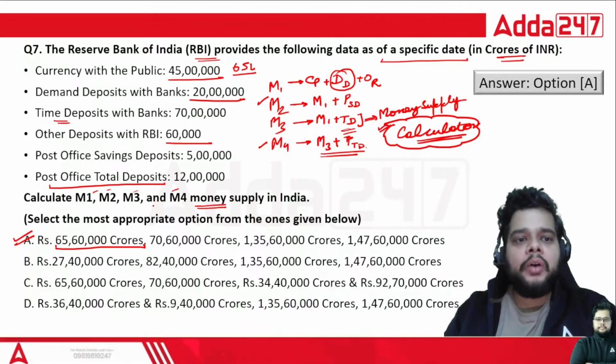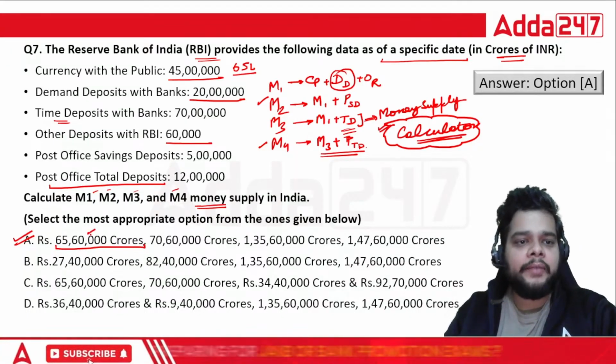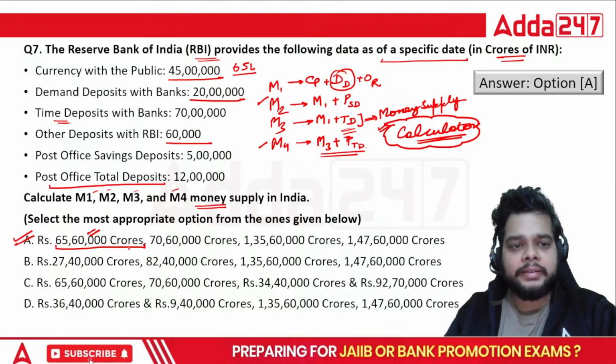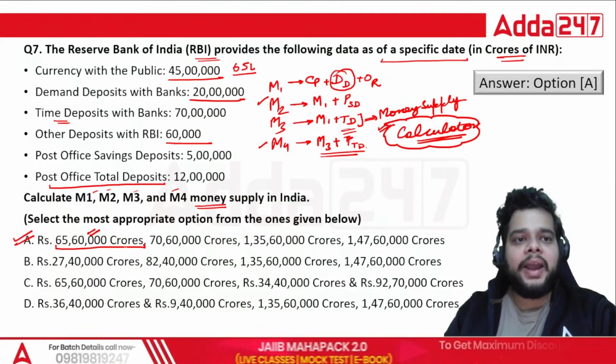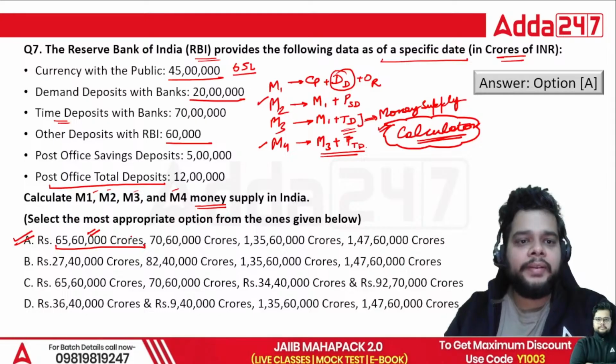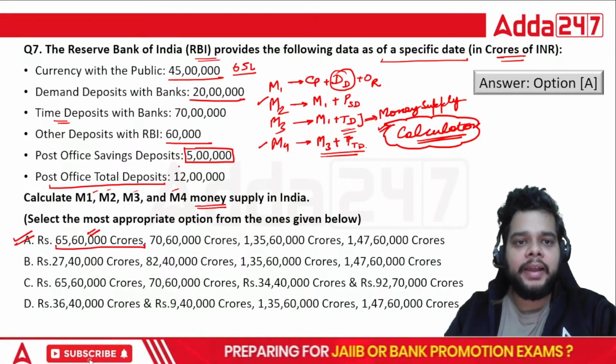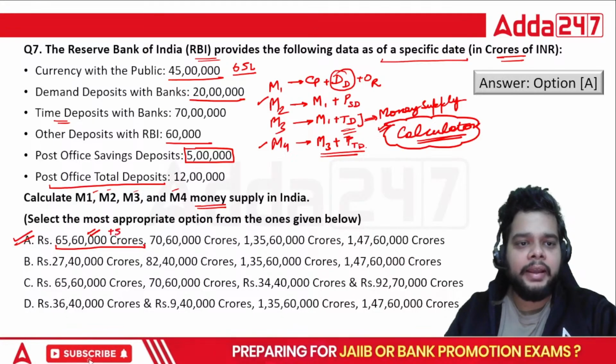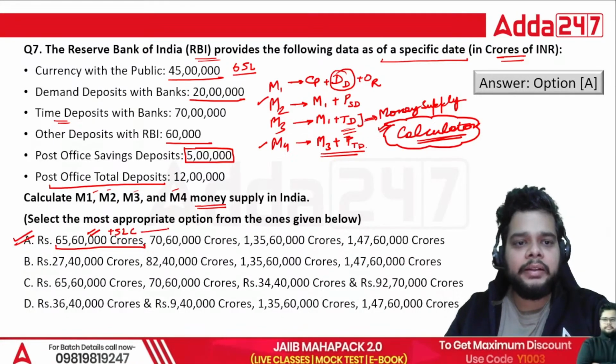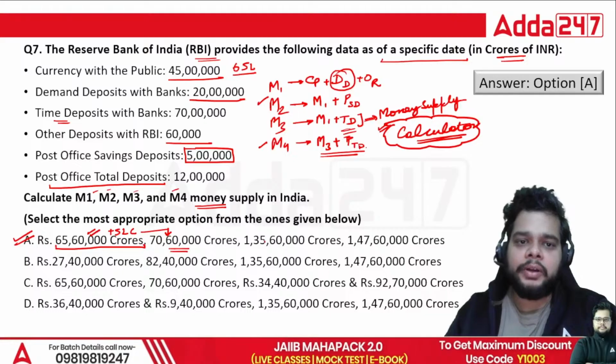Now M2, how will you calculate? Simply take M1, which is here 65 lakh 60,000 crore. To this you have to add the post office savings, right? So the post office saving deposits are 5 lakh. Just add this 5 lakh crore, and you will get 70 lakh 60,000 crore.